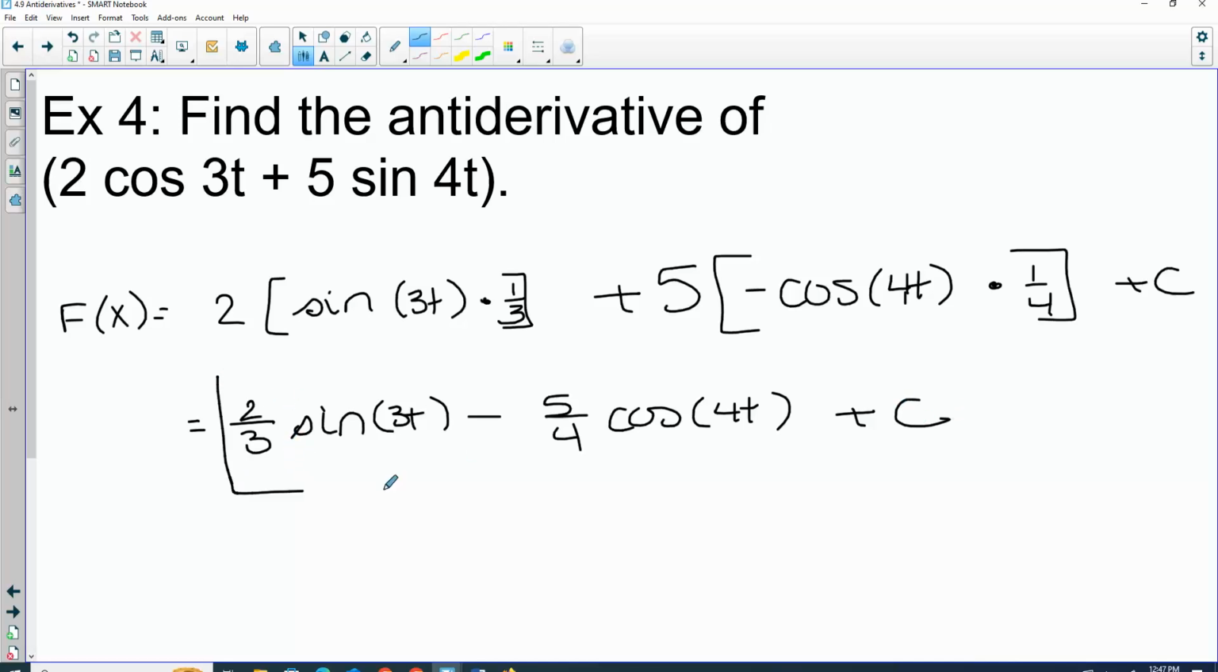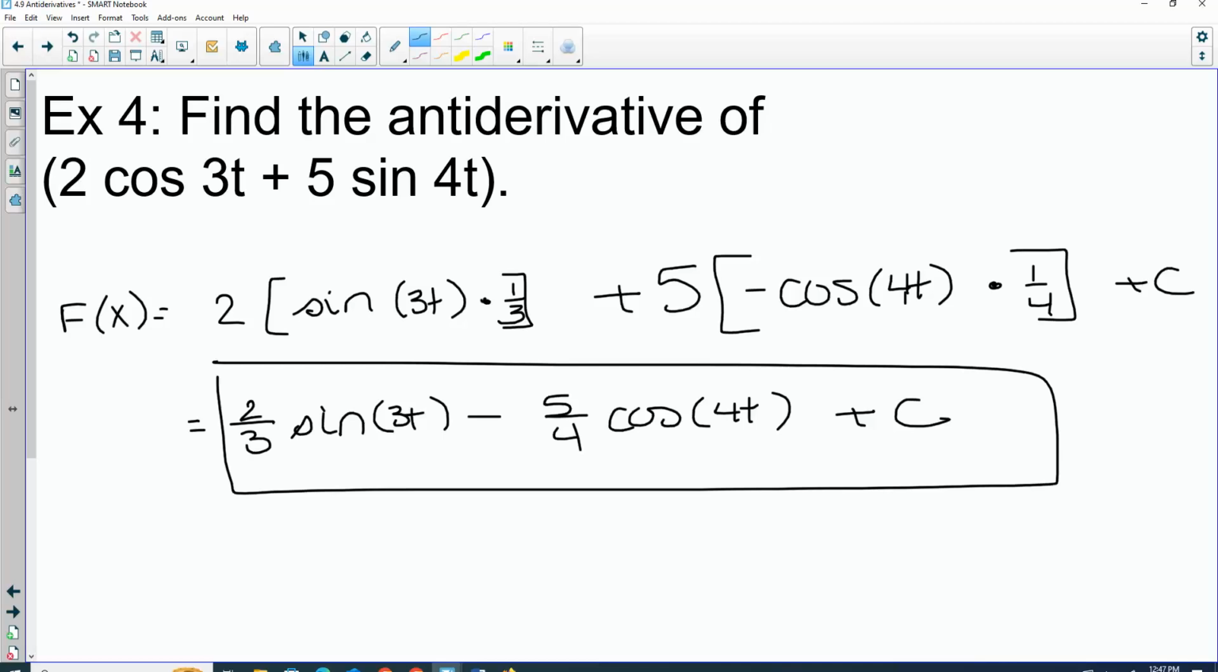And if you weren't sure, how would you check yourself? Do the derivative. Do your derivative. You guys do the next one.